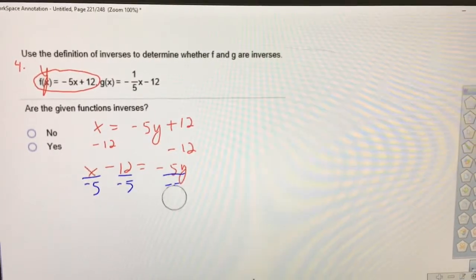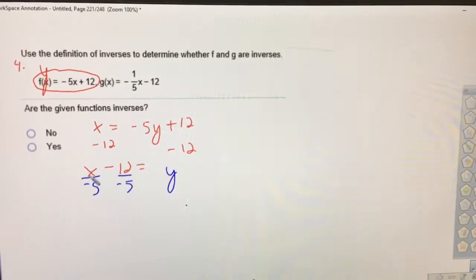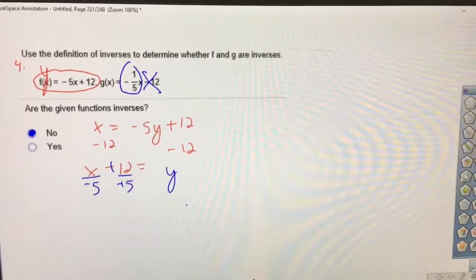That's going to give me y equals, or the inverse equals, -1/5 x. Oh, that looks good. Plus 12 over 5. That does not look good. No, that is not the inverse.